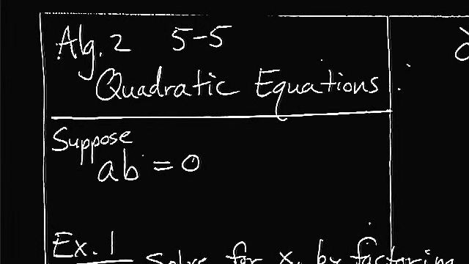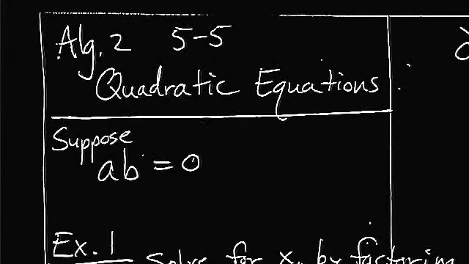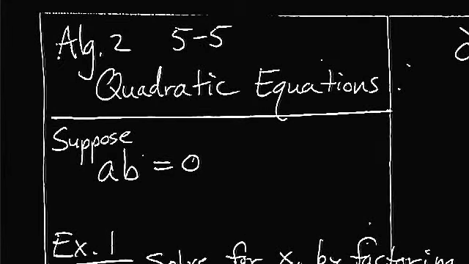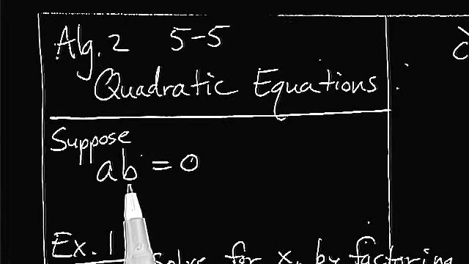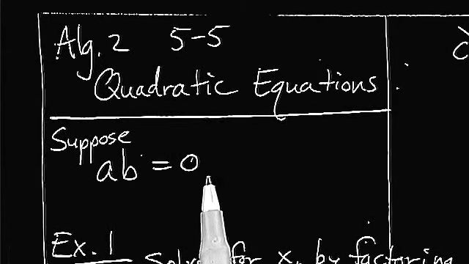In section 5.5, Algebra 2, kids, we want to talk about quadratic equations. Let's start out with a basic fact. If you knew that two things, A and B, multiplied together to give you 0, the question I have for you is, what do you know about A or B?